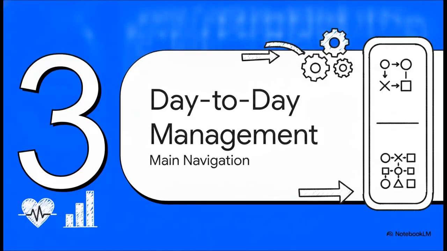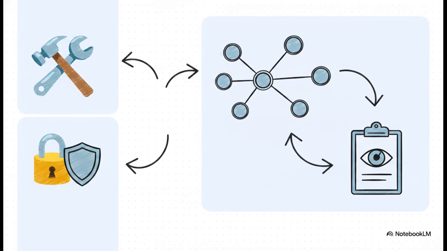Okay, into section 3, day-to-day management. So you've checked your health metrics. Now it's time to actually roll up your sleeves and get to work. Let's explore that primary navigation on the left sidebar, which is logically split into 2 very distinct functional groups. It isn't just a random list. It's practically designed for how you actually work.